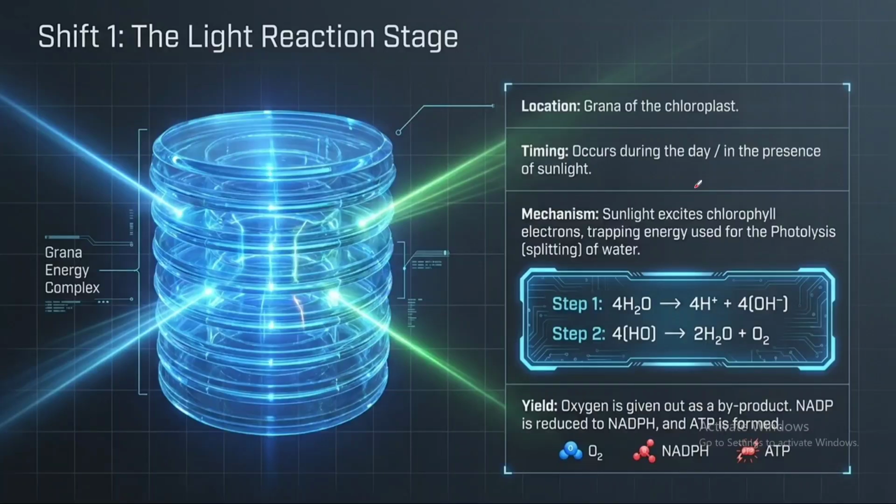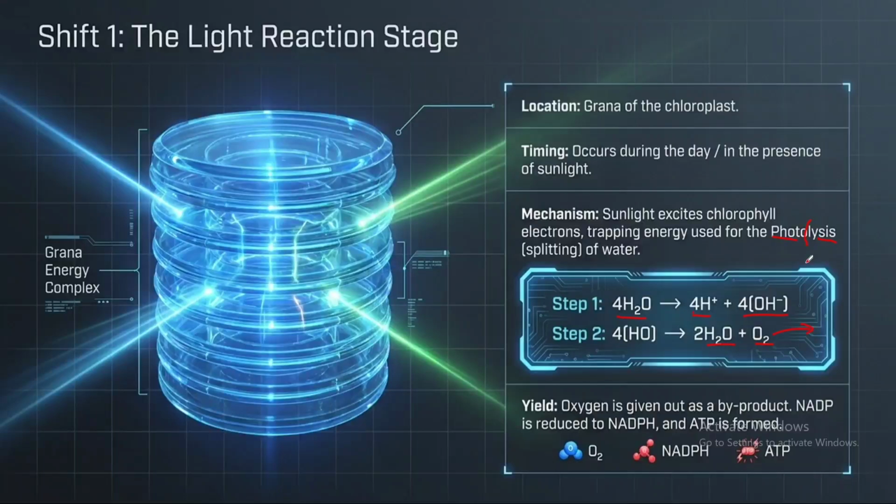So what are the mechanisms here? Sunlight excites the chlorophyll electrons, thereby trapping energy for photolysis. Now, if you divide this word into two, we have the photo and we have the lysis. So it simply means splitting using what? Light. So water is split into two here, and then we have hydrogen ion and hydroxide ion. Now, this hydroxide ion is further converted to water and oxygen, while oxygen will now be what?